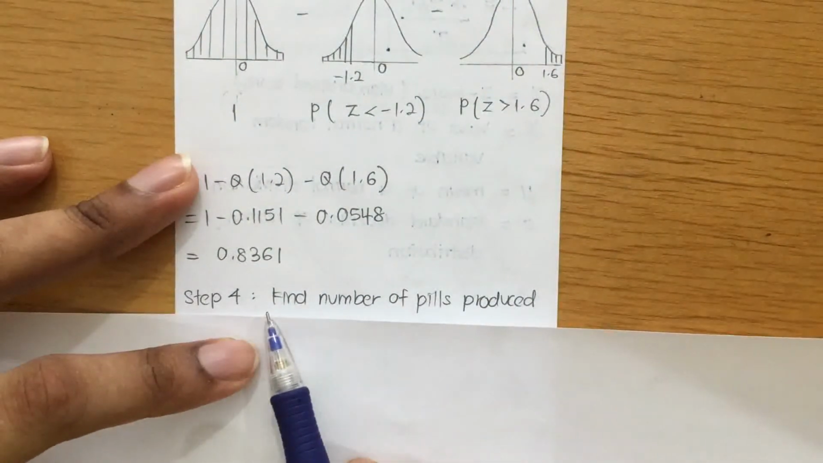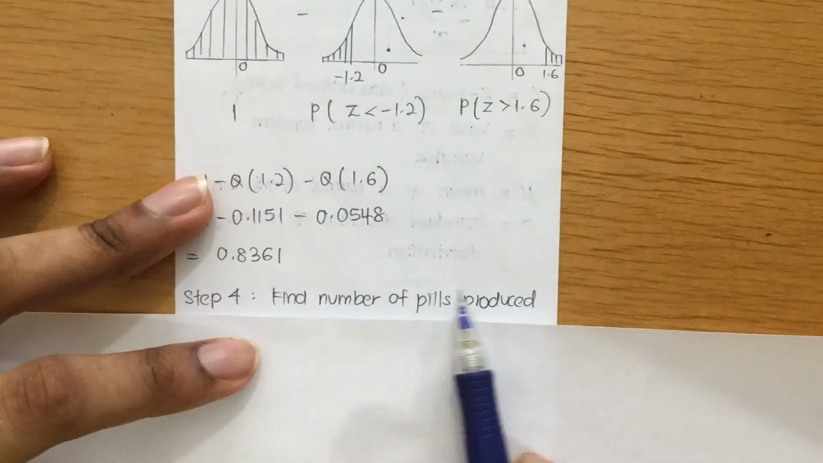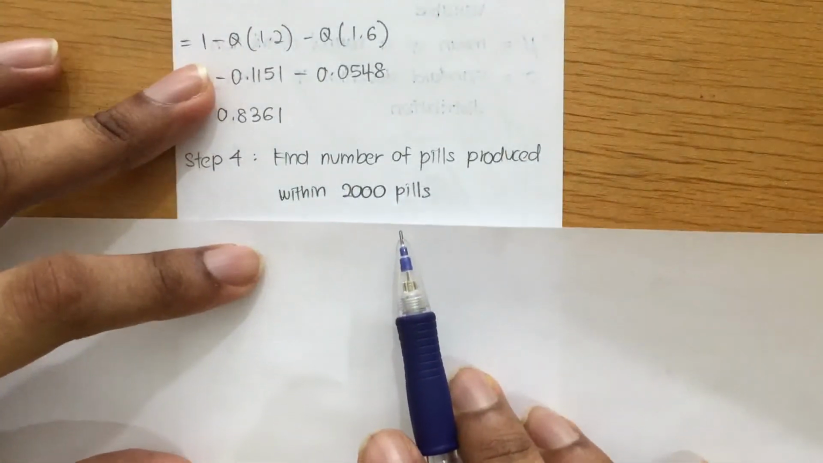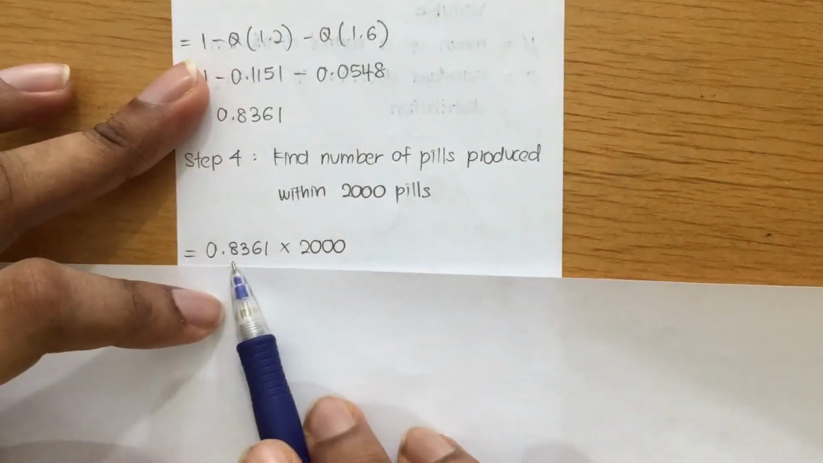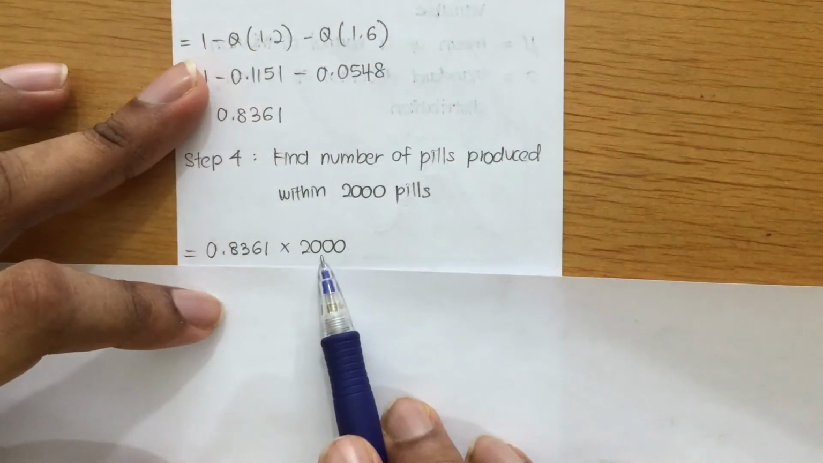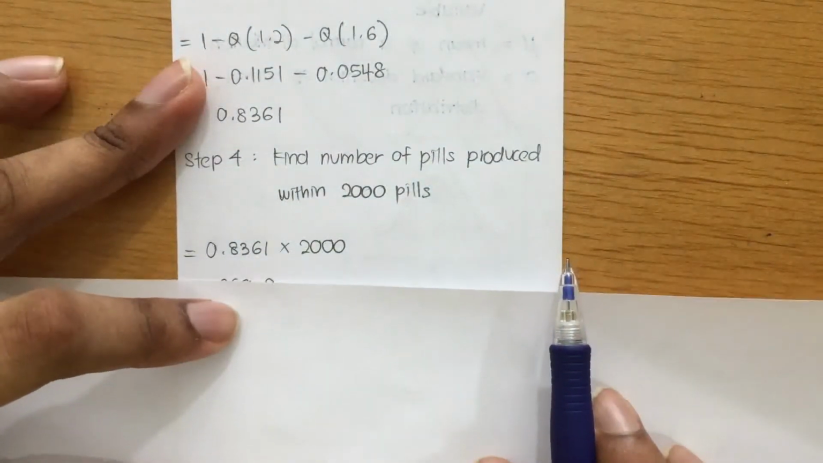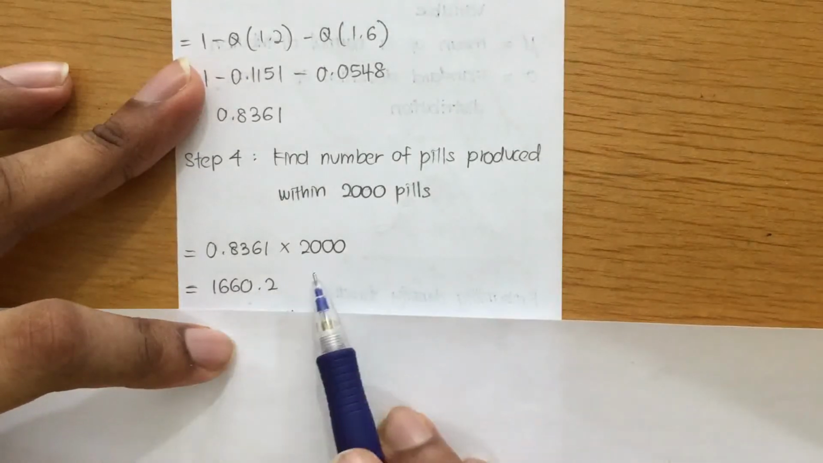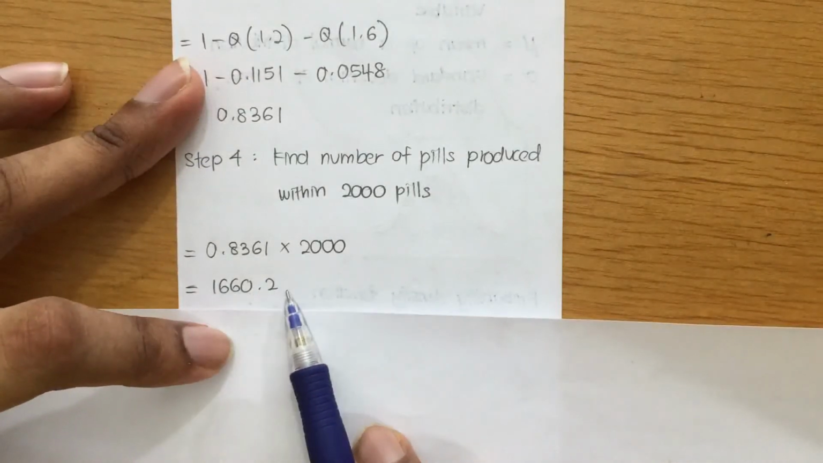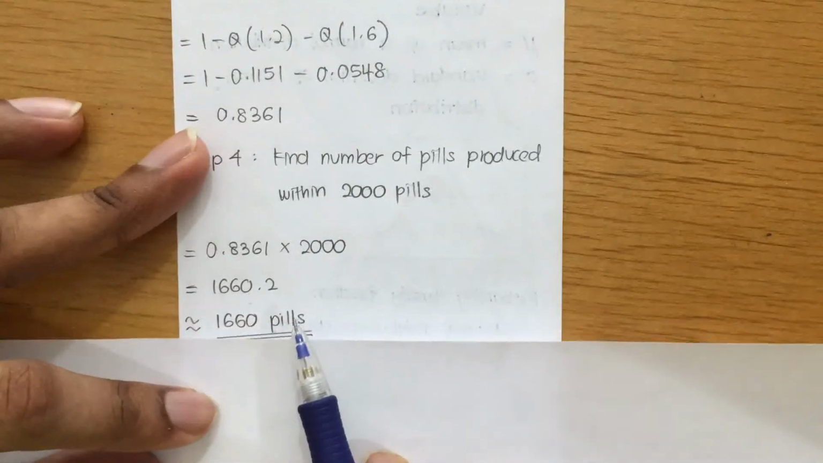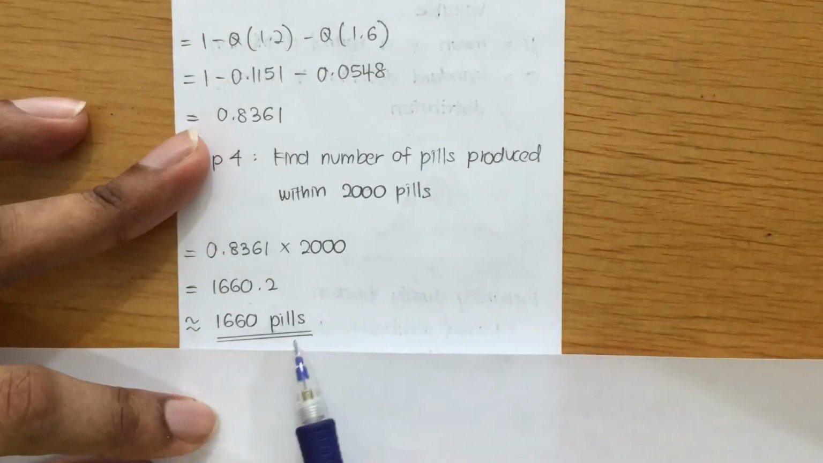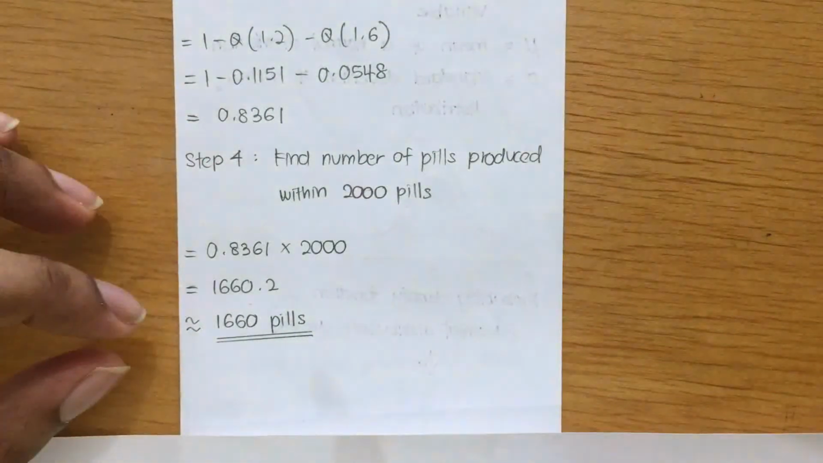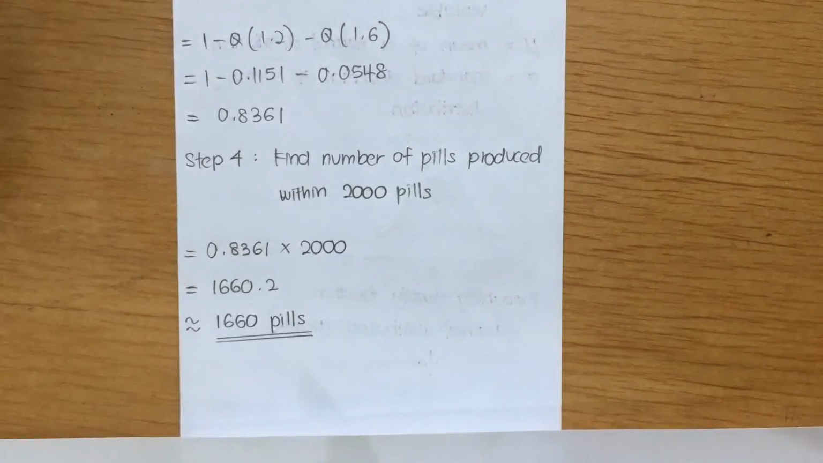So step 4, we need to find the number of pills produced within the 2000 pills. Okay. So 0.8361, you times with 2000. So from here you get your answer 1660.2. In reality you won't have a pill with 0.2, guys. So you write the approximation of 1660 pills. So this will be your final answer, guys. Okay, let me put back the question paper for your reference. So please hold on for a moment.